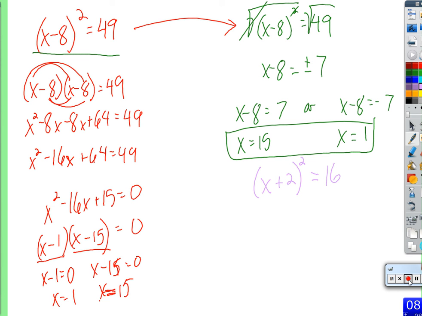So again, we could write this as x plus 2 times x plus 2, right? A lot like this, right? And it will work, because it will be true. But it'll be a lot less work, a lot less hassle, if we just take the parentheses as it looks. Take the square root, the square root and the square cancel each other out. You take the square root of this side, what's the square root of 16? 4, just 4? Plus or minus 4.